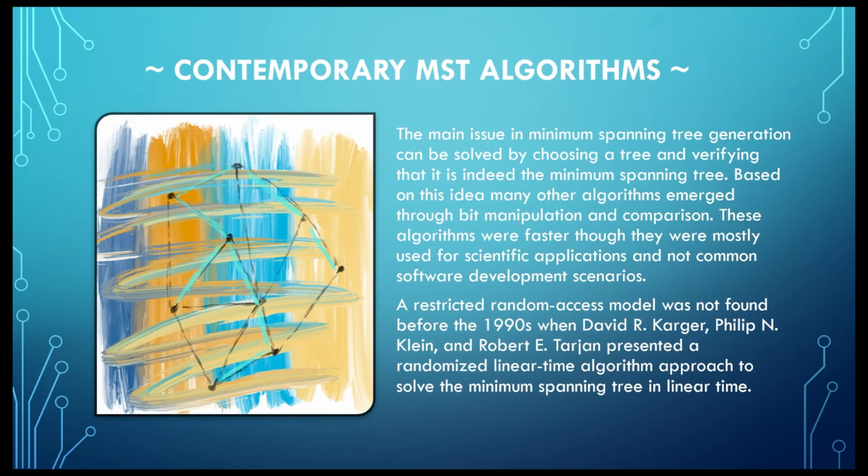A restricted random access model was not found before the 1990s, when David R. Karger, Philip N. Klein, and Robert E. Tarjan presented a randomized linear time algorithm to solve the minimum spanning tree problem in linear time.